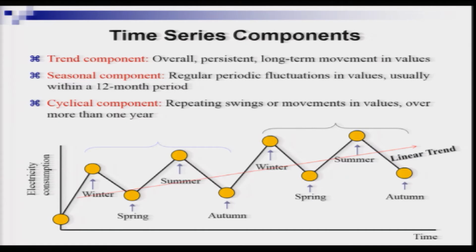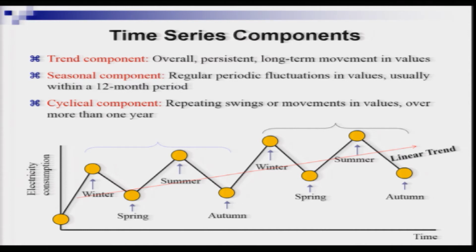Now, let us have a look at these components of time series data one by one. Let us start with the trend component. How can we define the trend component in the time series data? It is the overall persistent long run pattern that can be observed from the values. And what is the seasonal component? That is the regular periodic fluctuations in the variable values, and this is to be observed within a 12-month period, within a year. And then finally, we have the cyclical component.